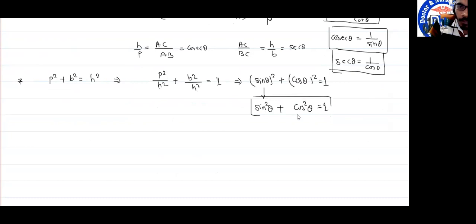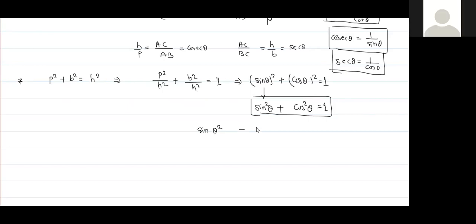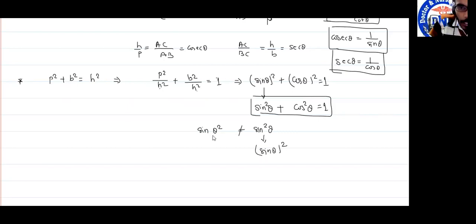A lot of students make some silly mistakes here. Sine theta square is a different thing, and sine square theta is a different thing. It means sine theta whole square. So both are different. So sine square theta plus cos square theta equal to 1.